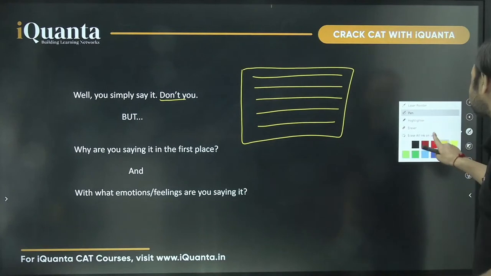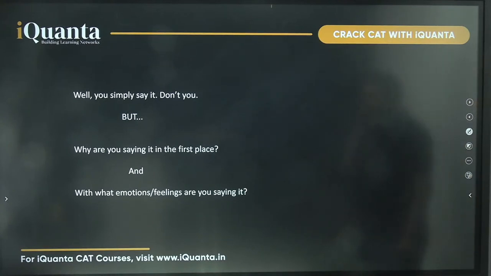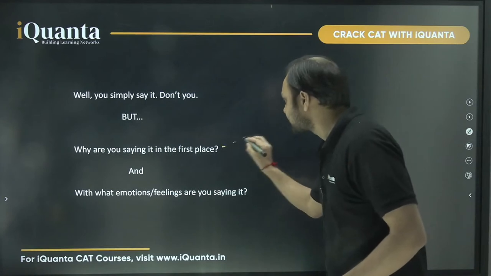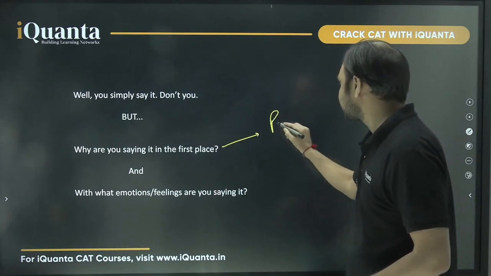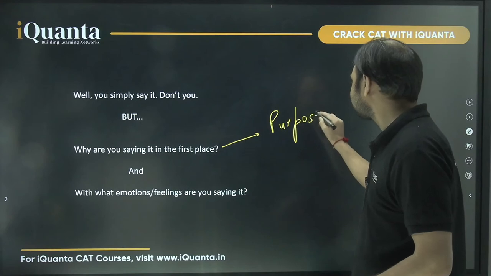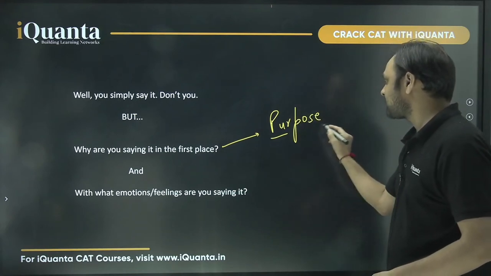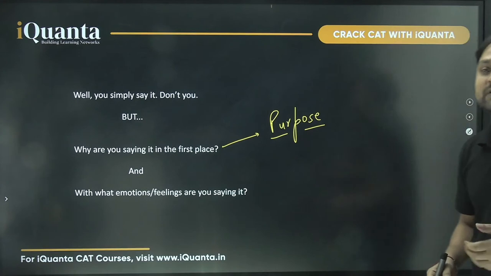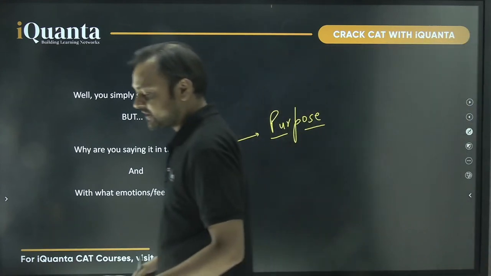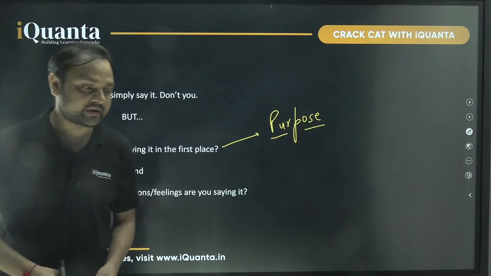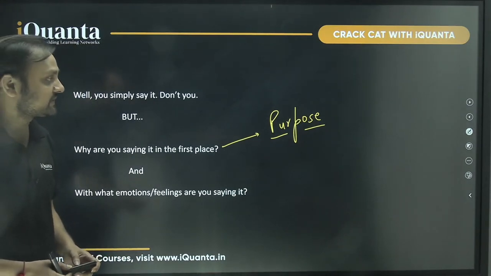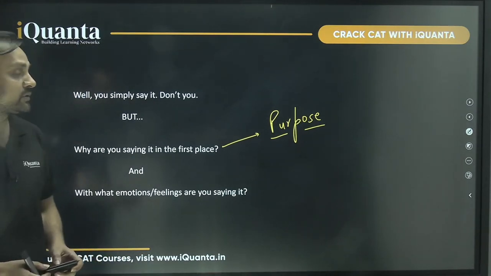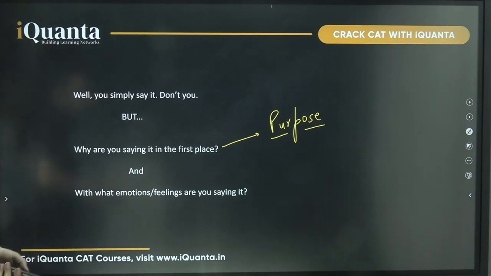And the second is, with what emotions or feelings do you say this? The answer to this question will answer this purpose. Authors talk, and they talk because they have a purpose, the purpose of writing. Once you understand why the author is saying all these things, whether he is talking about history, philosophy, Marx, Kant, Aristotle, or some particular way of society.